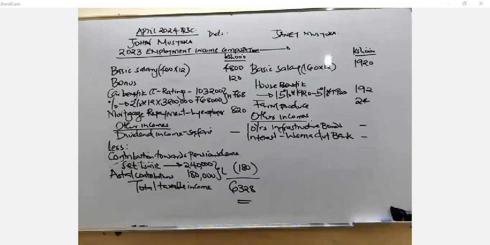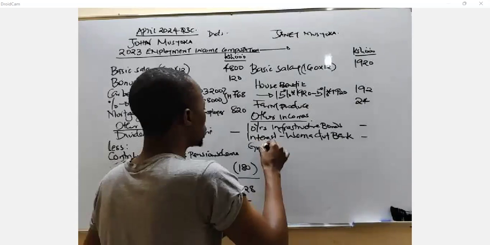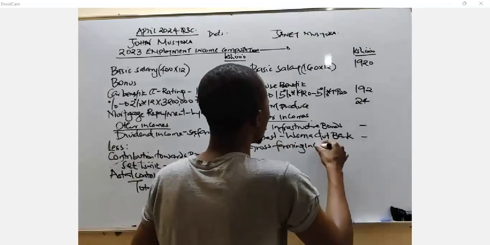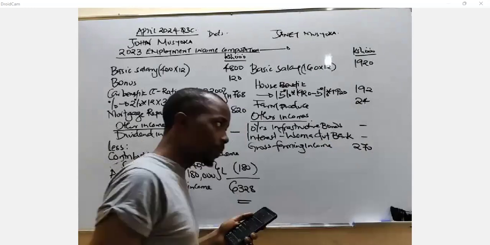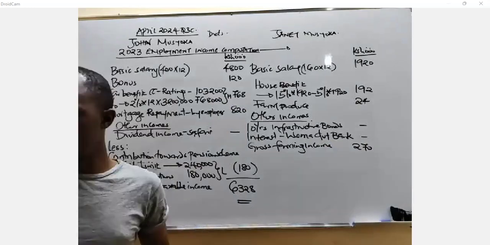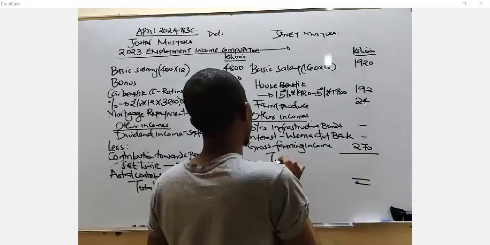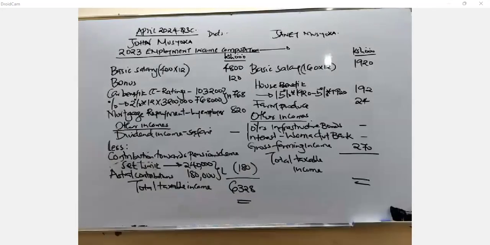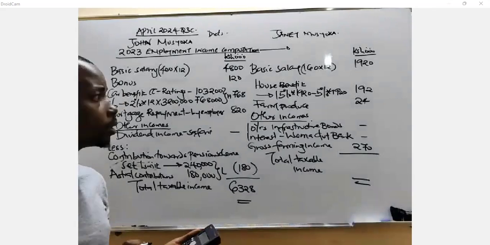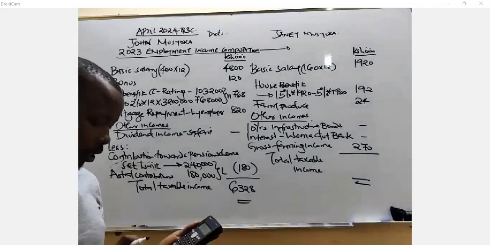Now, when it comes to farming income, I can see there is a gross farming income which she received. The gross farming income you can treat as other income. We have been told it is 270. There is nothing else here to deduct. So let us know how much the total taxable income is. It will be 1920 plus 192 plus 24 plus 270. We are getting 2406.